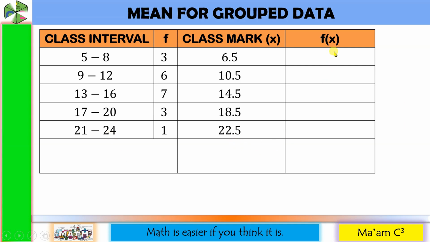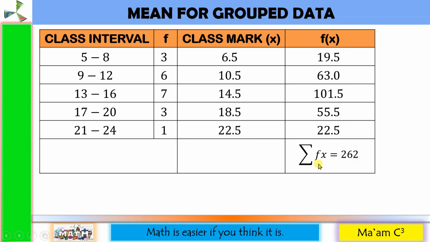Now, for f times x, we simply have to multiply the frequency and the midpoint. 3 times 6.5 is 19.5. 6 times 10.5 is 63. 7 times 14.5 is 101.5. 3 times 18.5 is 55.5. 1 times 22.5 is 22.5. And then afterwards, let us get the sum of the product of the frequency and midpoint. So let us sum this up, and this will give us 262. This is now the summation of f times x.